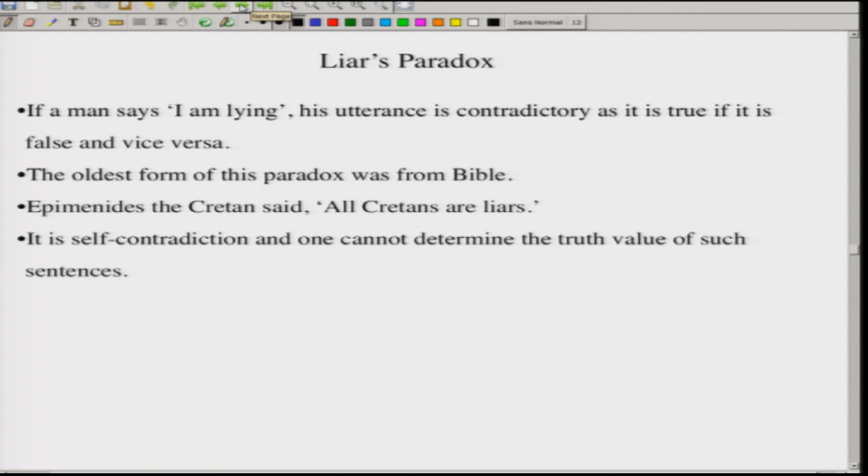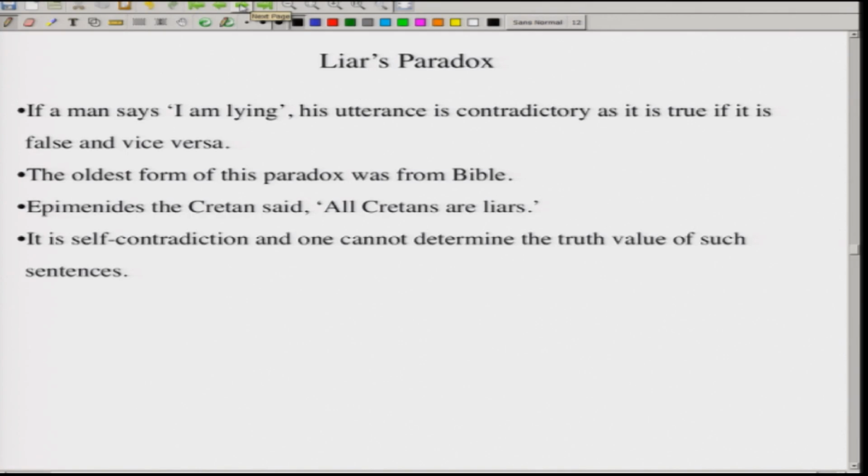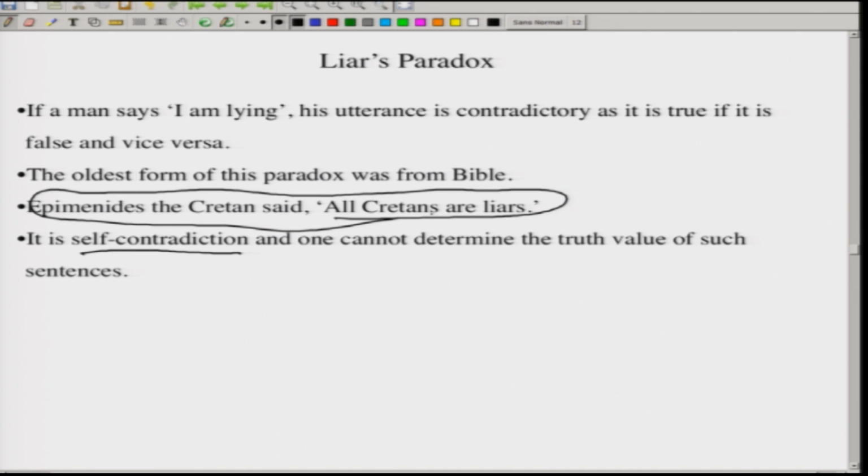The oldest form of this paradox was from the Bible. The Bible talks about a Cretan called Epimenides, who claims that all Cretans are liars. Now, the problem is, if all Cretans are liars, then Epimenides himself is a liar, and in that case it is not true, then he is lying, and in that case it is not true that all Cretans are liars. So, this is the problem. You can see the self contradiction inherent in cases like this in the liar's paradox.